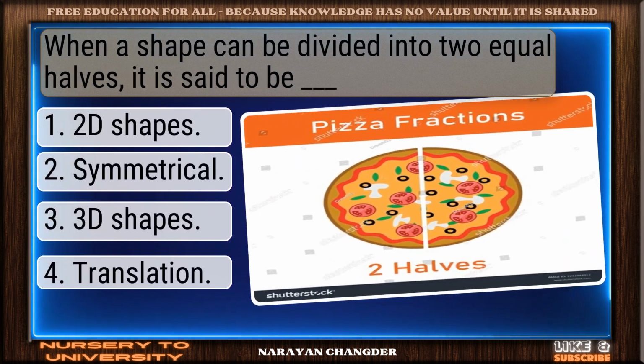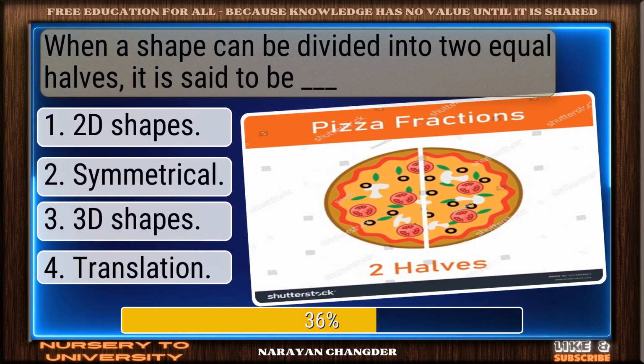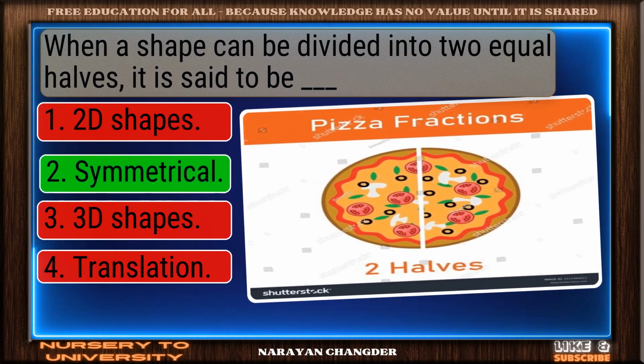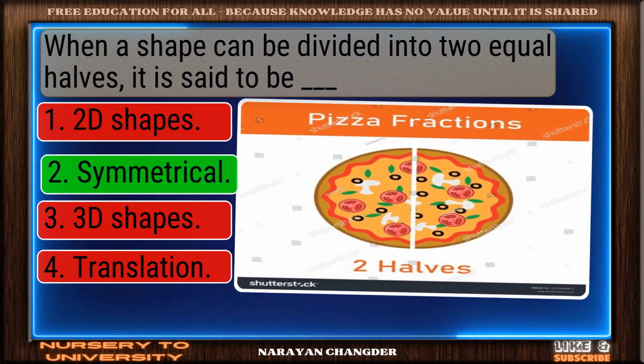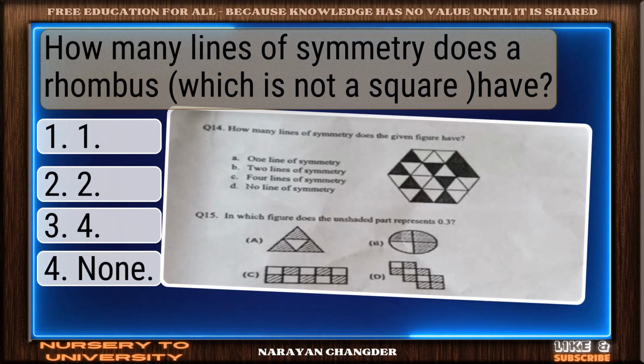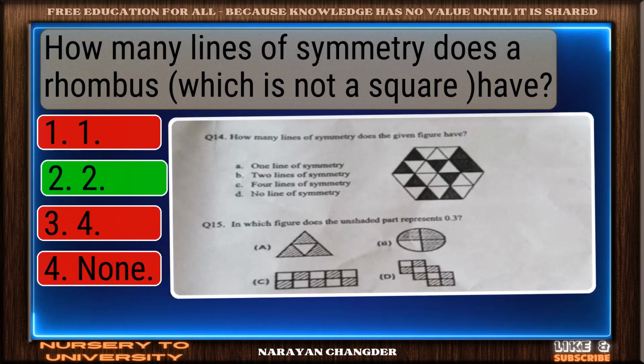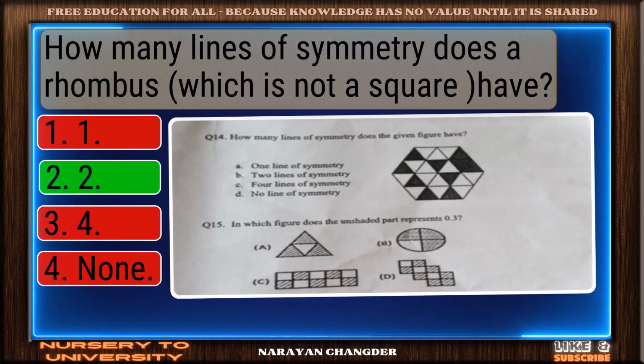When a shape can be divided into two equal halves, it is said to be dash. Valid point. Symmetrical is true. How many lines of symmetry does a rhombus have? Great job. 2 is the accurate answer.